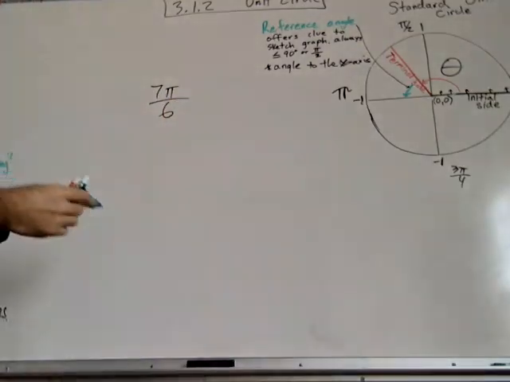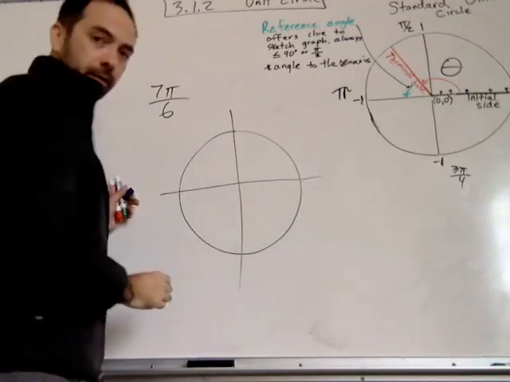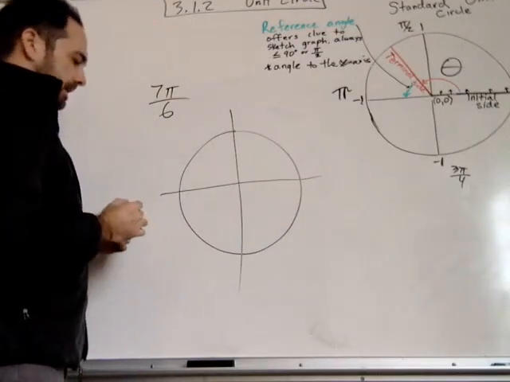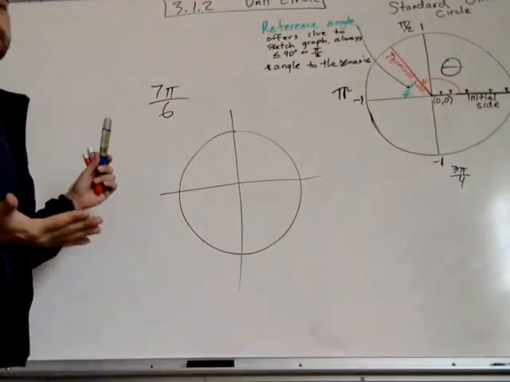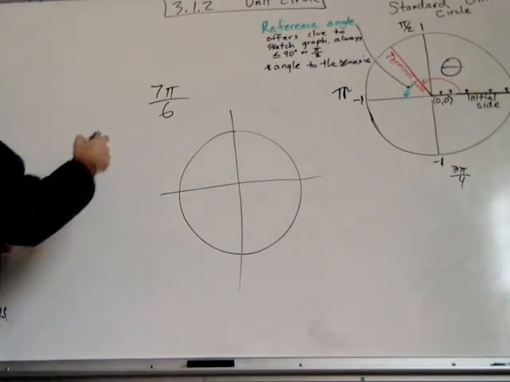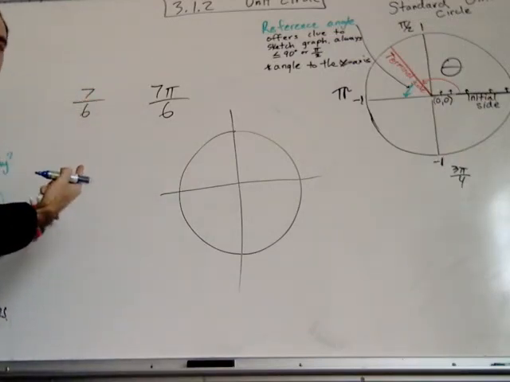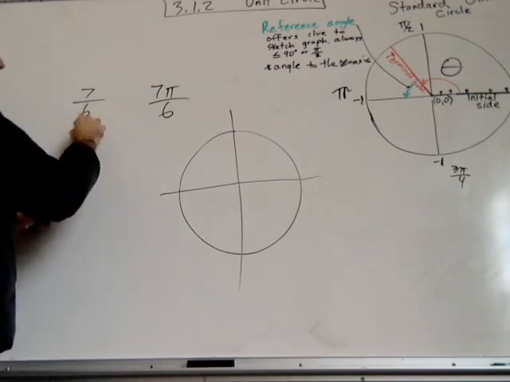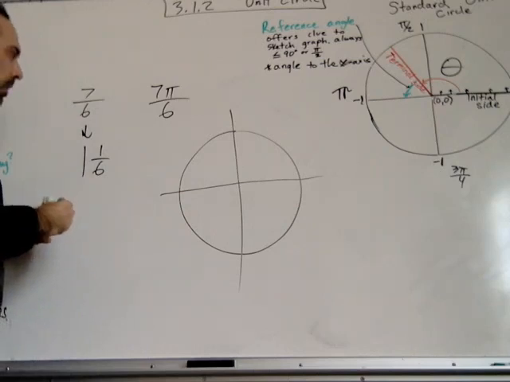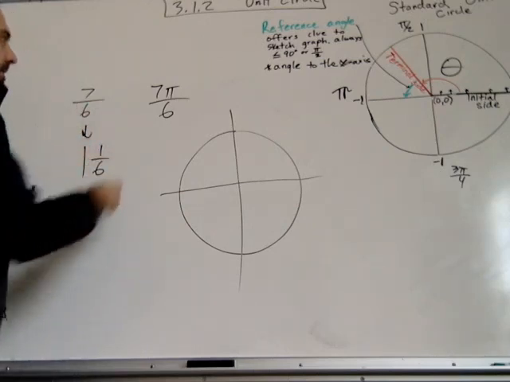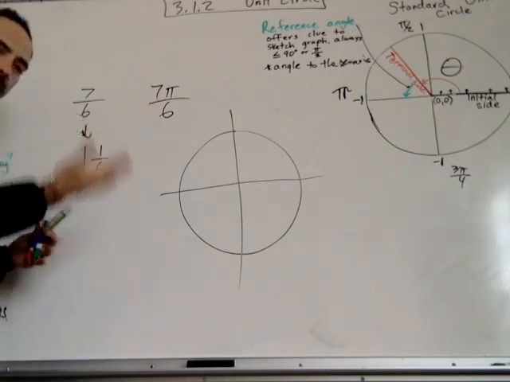First step, I like to draw the circle first and then put in a coordinate like that. 7 pi over 6. First off, is 7 pi over 6 more or less than pi? If I think about this, 7 over 6 is an improper fraction. This would become the mixed fraction 1 and 1/6. So I know it's greater than 1. It's more than just pi because it's 1 and 1/6 pi. It's more than 1 pi.